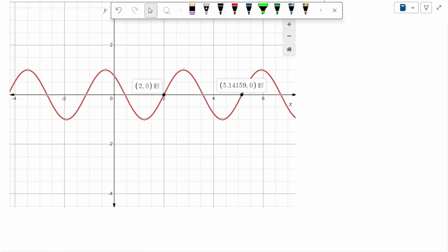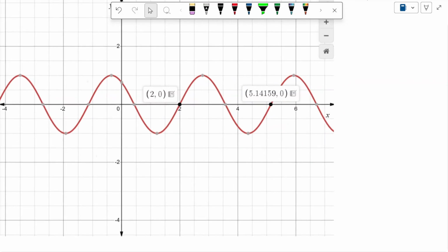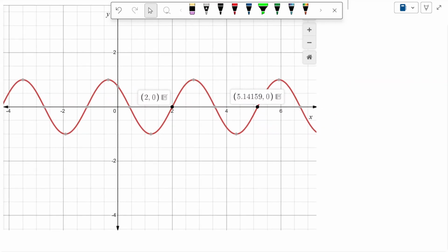All right, this one here, we've got a little bit of movement. So it appears that the period, so 2 up to 5.14, that's a gap of 3.14. So the period is pi. The period should normally be 2 pi, so b's being messed with. So b is going to be 2 pi over pi, which again is 2.